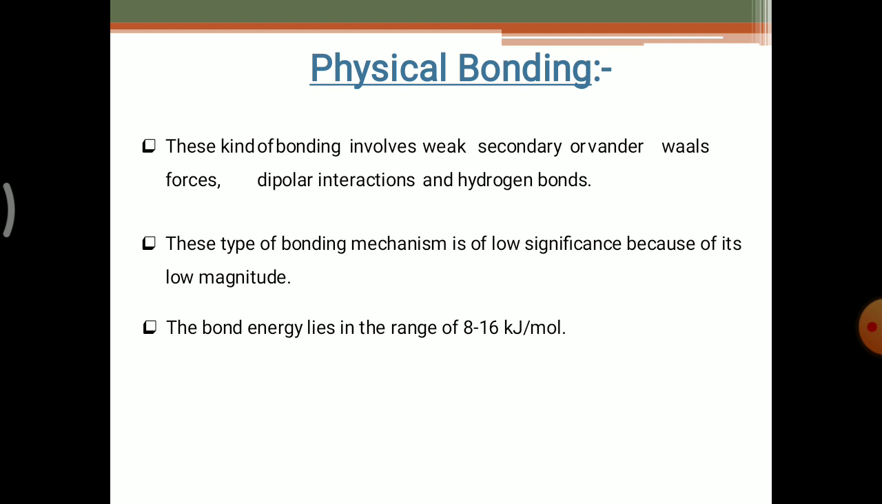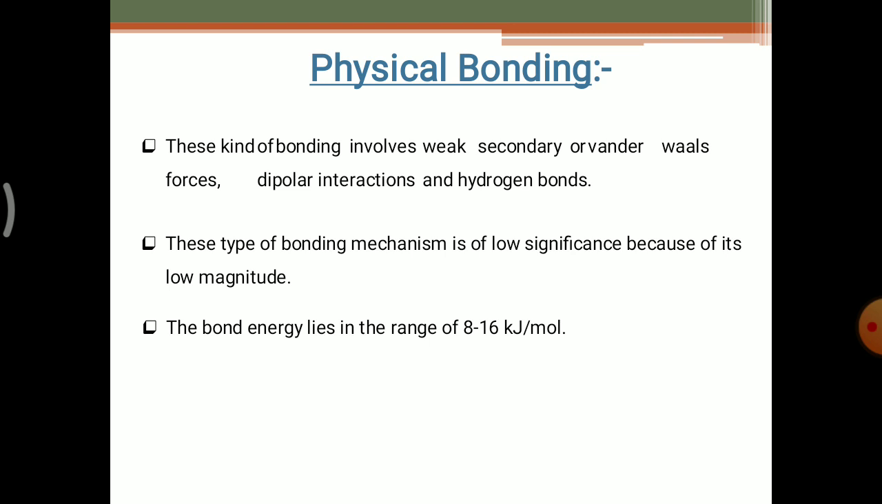The second one is physical bonding. This kind of bonding involves weak or secondary forces, such as van der Waals forces, which are dipolar interactions and hydrogen bonds. In physical bonding, there is direct involvement of interfacial bonding in the interface section, which is on the weaker side, that is, the secondary bond. In the secondary bonds, hydrogen bonds and van der Waals forces are highly used.